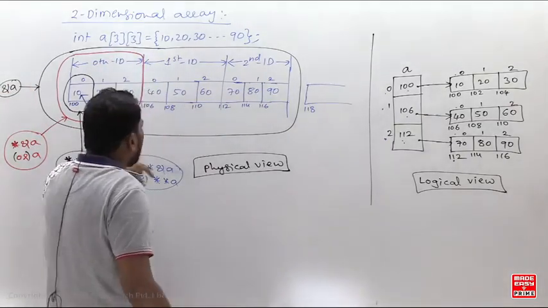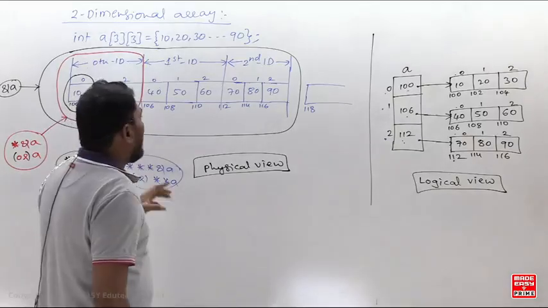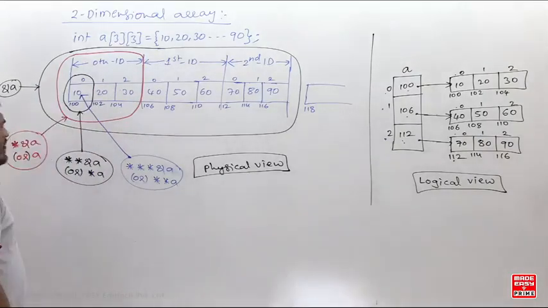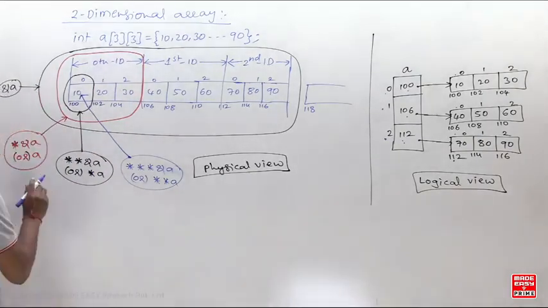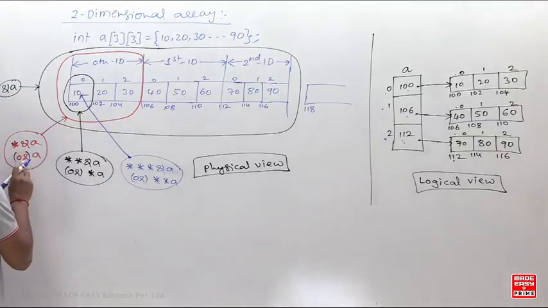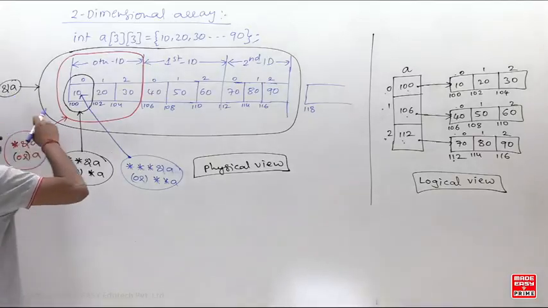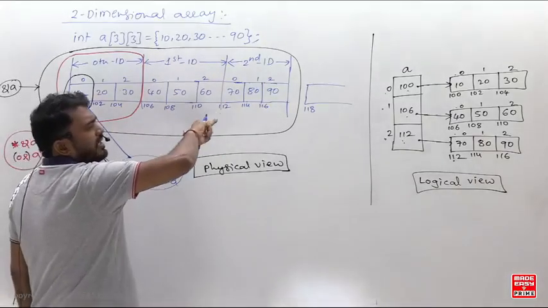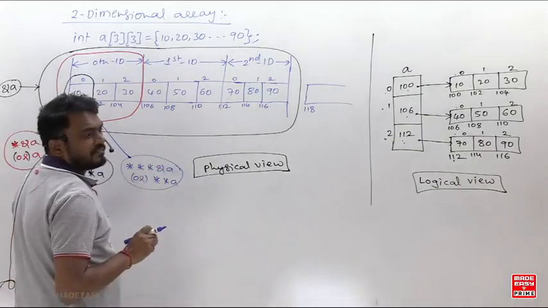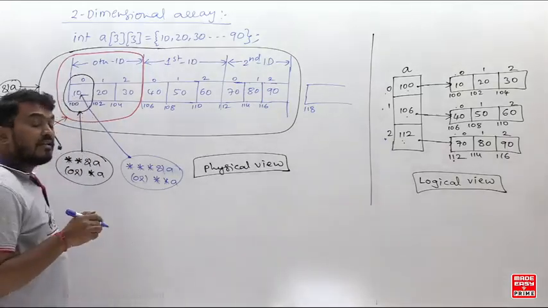It is pointing to the entire two-dimensional array. Is that clear? And next, if I say star ampersand A or A, both are exactly the same. I told this in the pointers only. Ampersand A means it was pointing to the entire 2D array. If I apply star, where will it go?